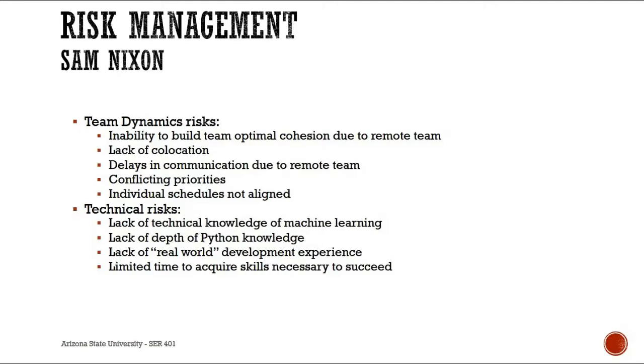And the second type of risk class that we identified were technical risks. One of the main technical risks was the lack of technical knowledge of machine learning. A large portion of our project is related to machine learning. There is additionally a lack of depth in the programming language Python. Most of our previous experience has been in Java or C++. Furthermore, there's a lack of real-world development experience. Most of our development experience has been in an academic setting. And finally, we have limited time to acquire the necessary skills to succeed.